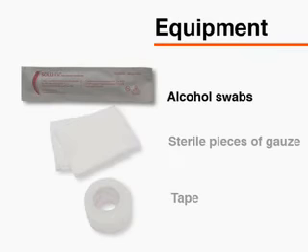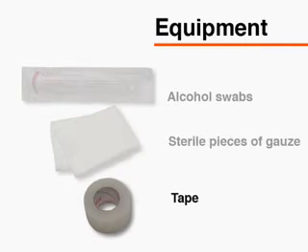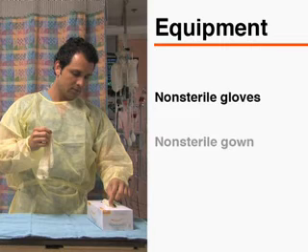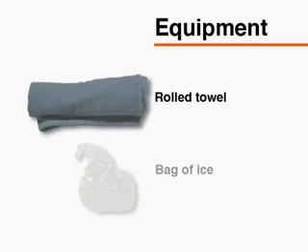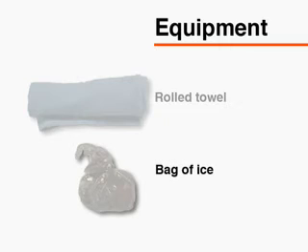You will also need the following: alcohol swabs, sterile pieces of gauze, tape, non-sterile gloves and a non-sterile gown, 1% lidocaine without epinephrine for local analgesia, a 5cc syringe with a 25 gauge needle, a small rolled towel to place under the wrist, and a bag of ice in which to transport the sample to the lab, if required.